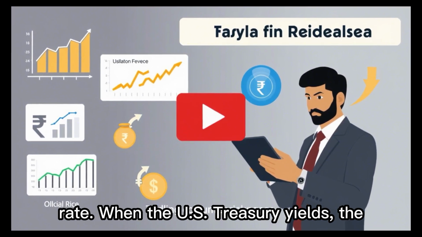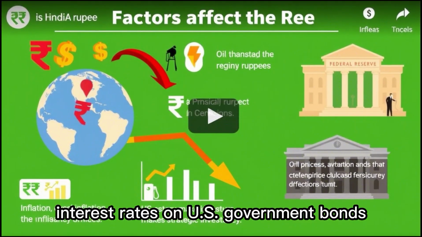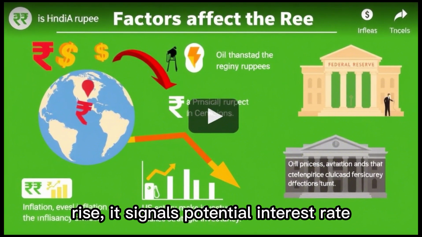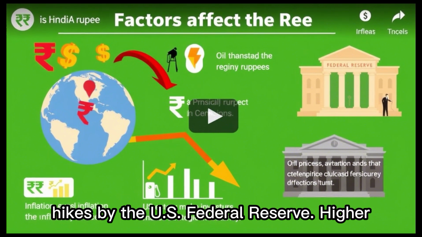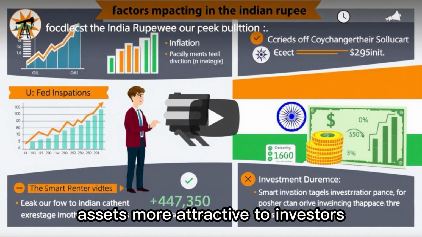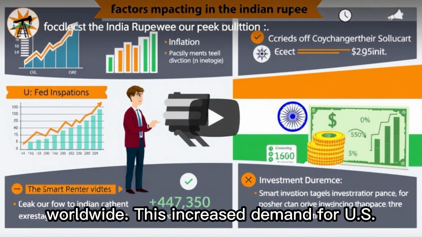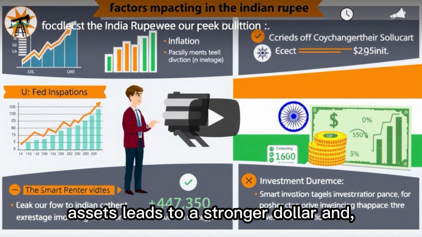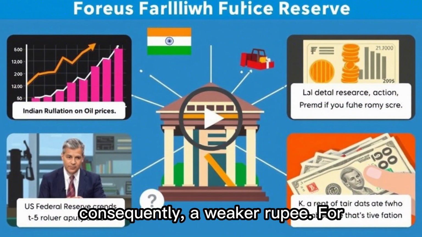When the US Treasury yields, the interest rates on US government bonds, rise, it signals potential interest rate hikes by the US Federal Reserve. Higher interest rates make dollar-denominated assets more attractive to investors worldwide. This increased demand for U.S. assets leads to a stronger dollar and, consequently, a weaker rupee.